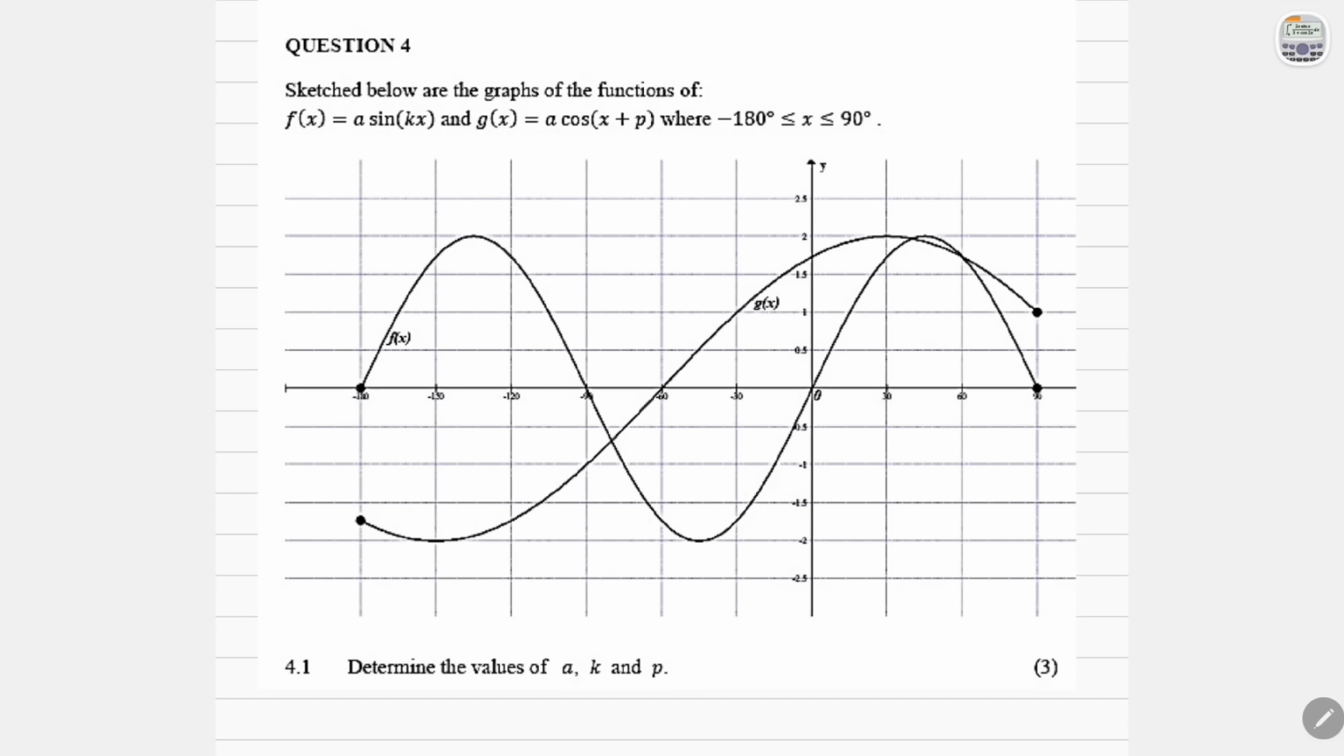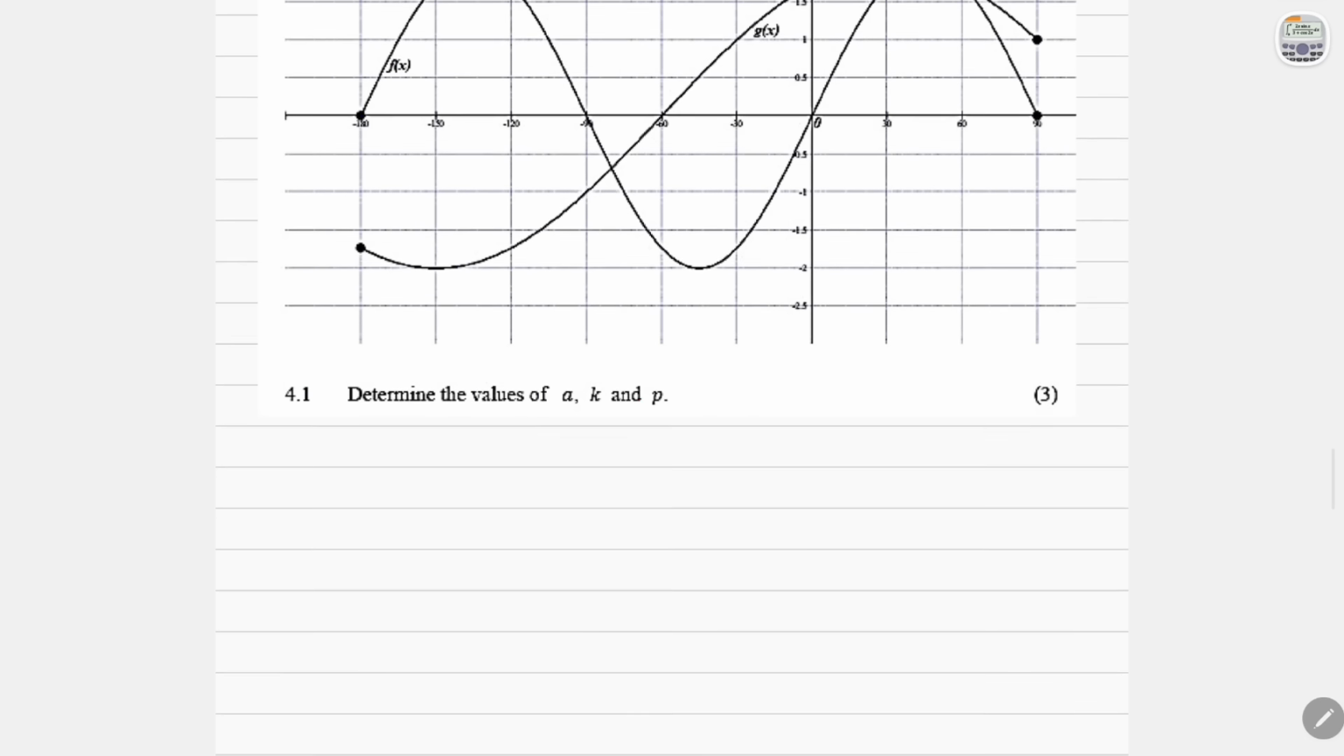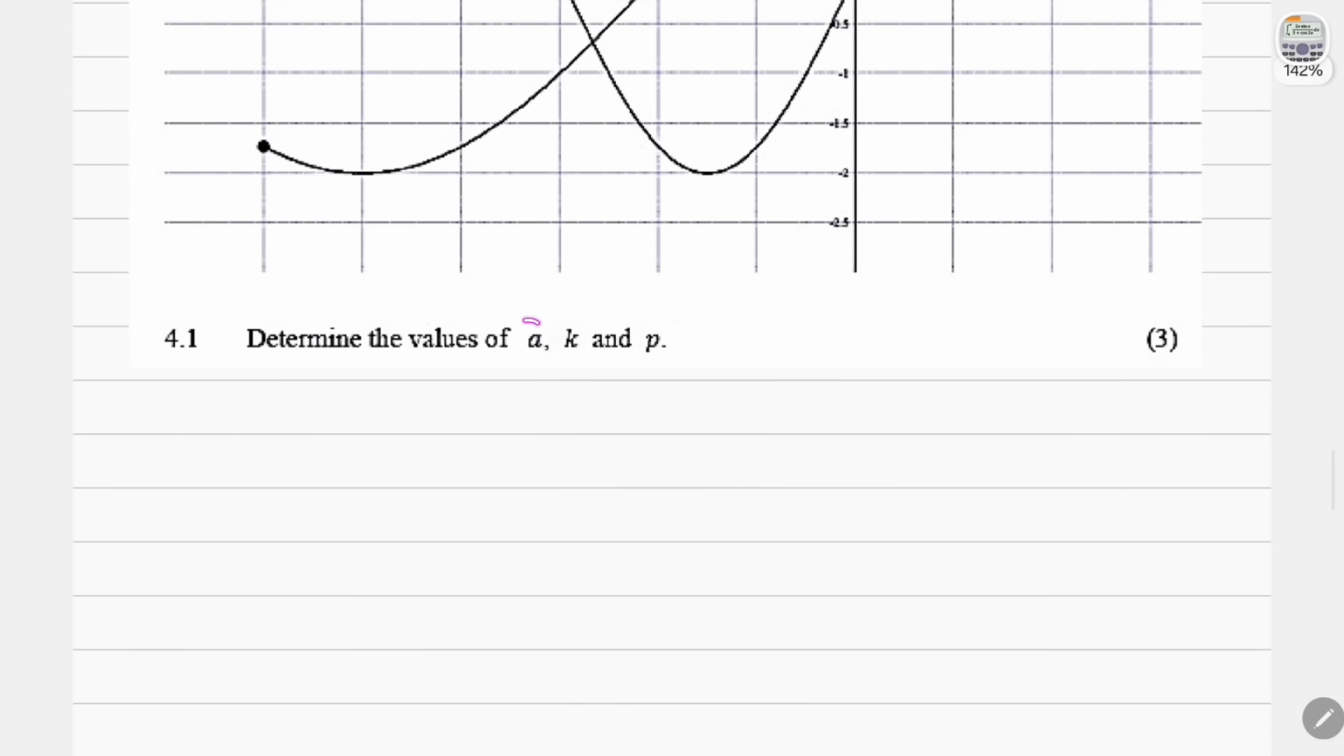Question 4 says, sketched below are the graphs of the functions f of x, which is equal to a sine kx, and g of x, which is equal to a cos x plus p, where x is greater than or equal to negative 180 degrees, but less than or equal to 90 degrees. Okay, so it goes all the way from negative 180 degrees to 90 degrees. So they want us to determine the values of a, k, and p.